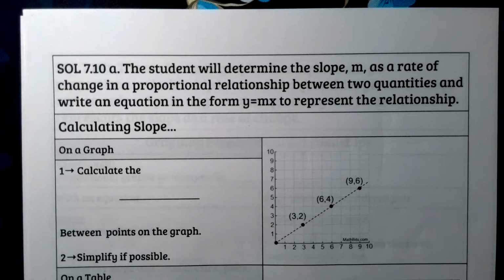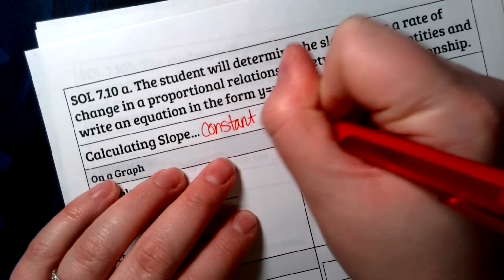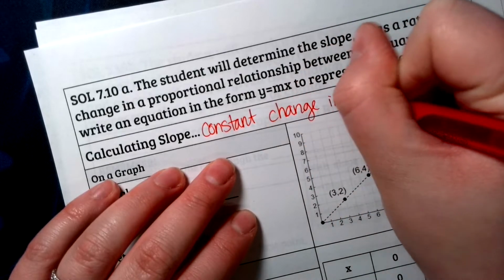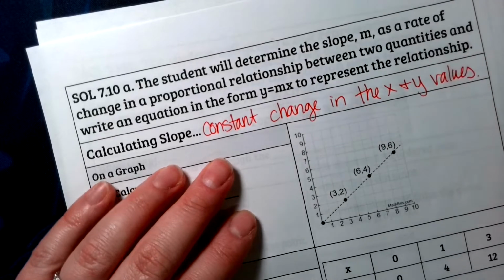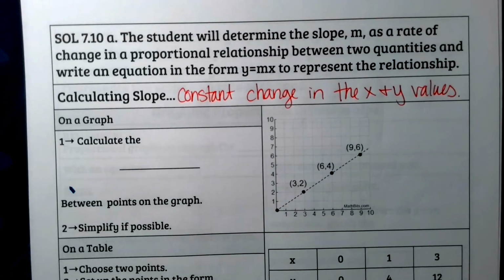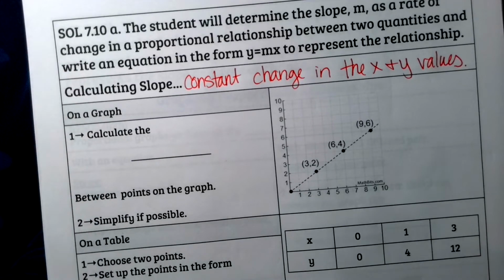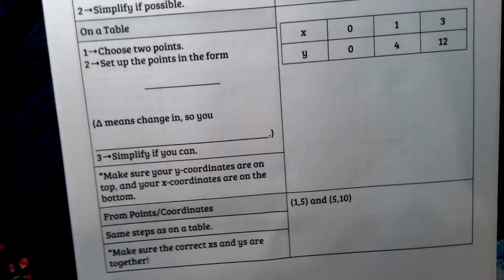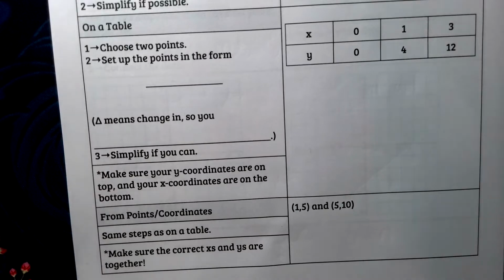Like we talked about in our last set of notes, we are going to be calculating slope. Remember, slope is the constant change in the x and y values. They're going to be changing by the same amount every single time. You are going to have to calculate slope on a graph, on a table, and from points or coordinates. So this is going to be one example of all of them, and then you're going to get some time to practice.